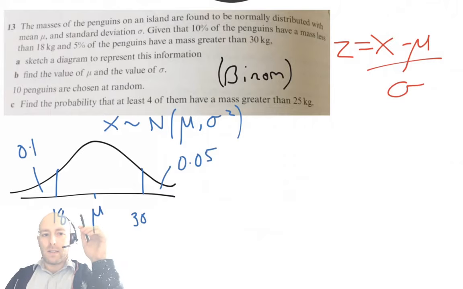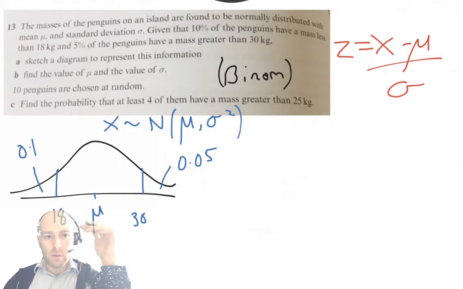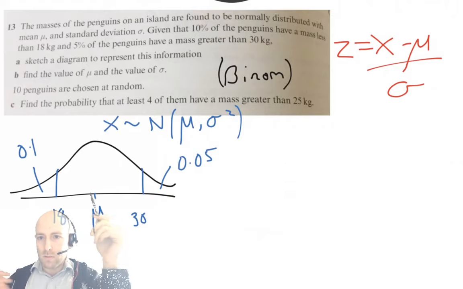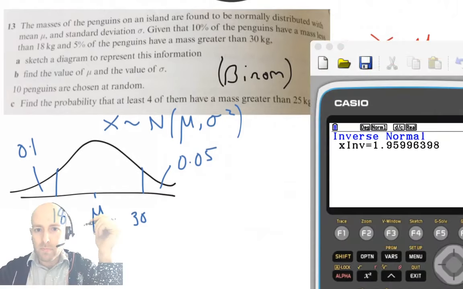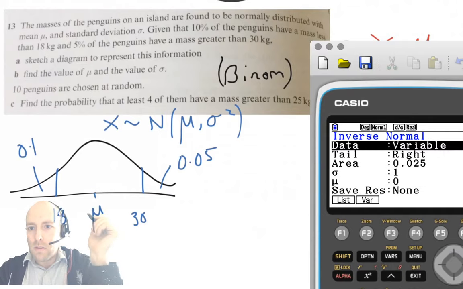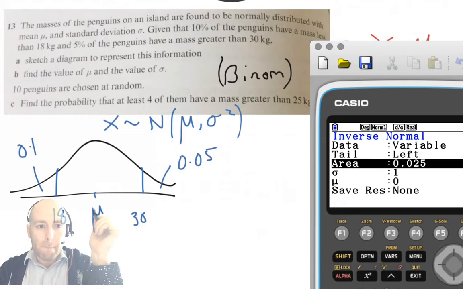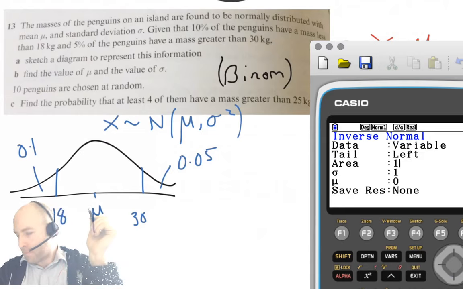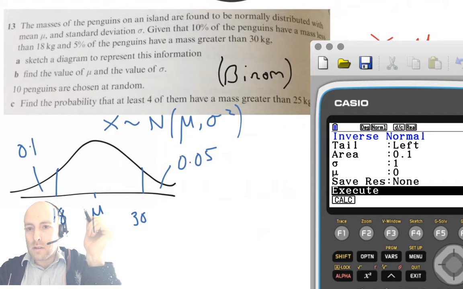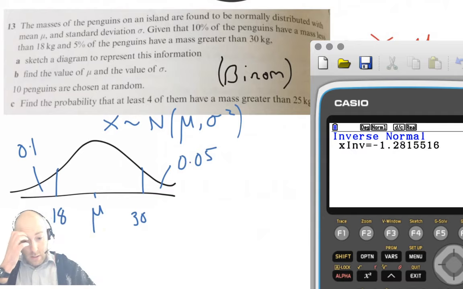So we need to use a calculator to find the z values that correspond to these two numbers, and then we can use the red equation at the top to turn these back into mu and sigma and solve simultaneously. So if I bring up the calculator, we'll go tail to the left to start with, put in 18. Nope, 18 can't be an area. Put in 0.1 as our area. And then execute. So that gives us minus 1.28.